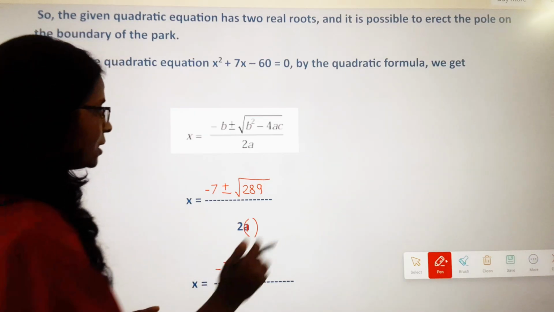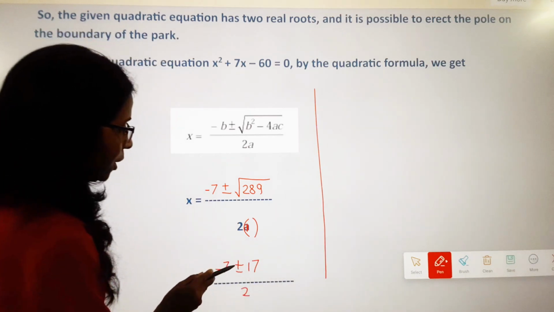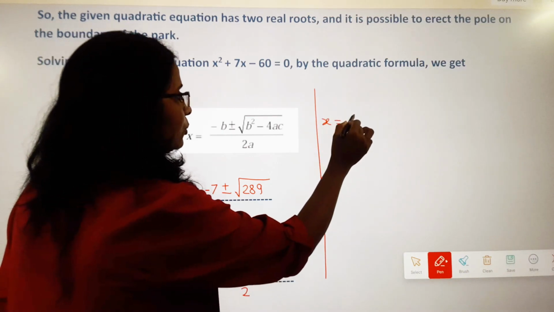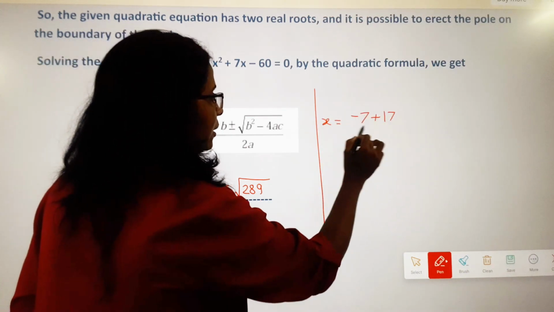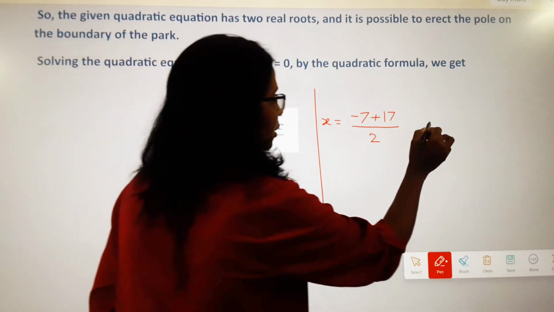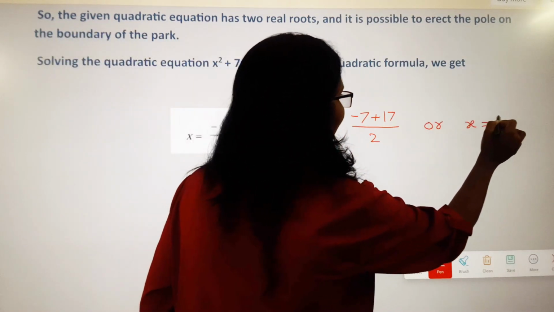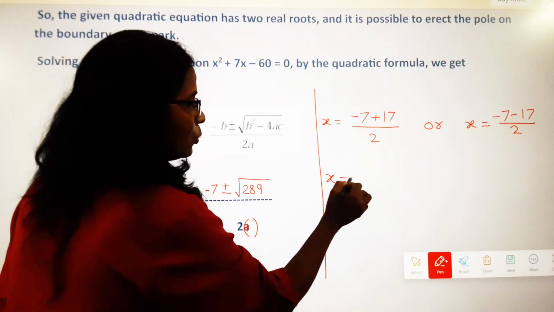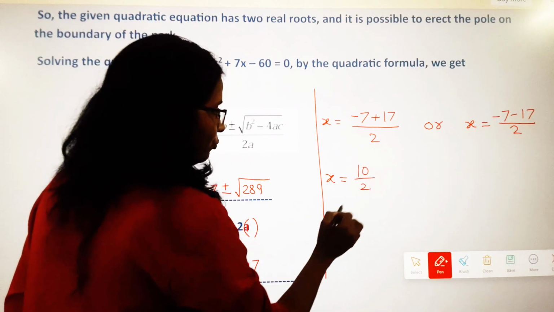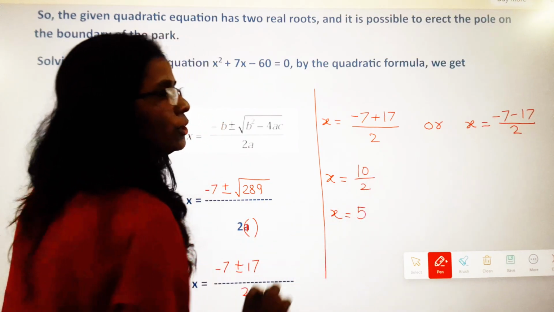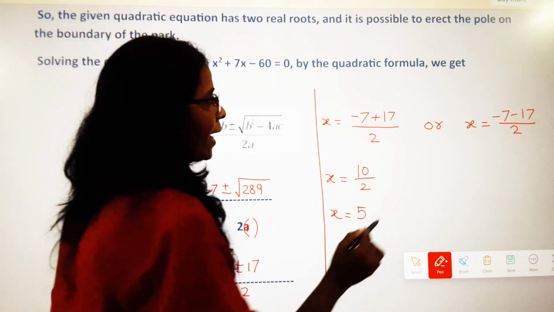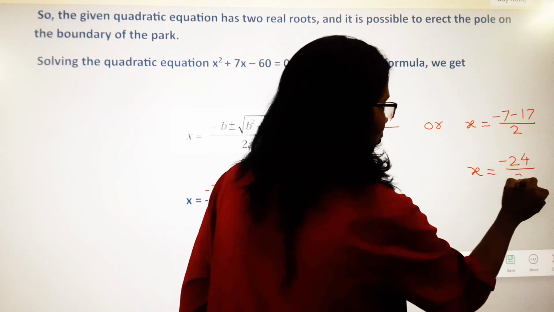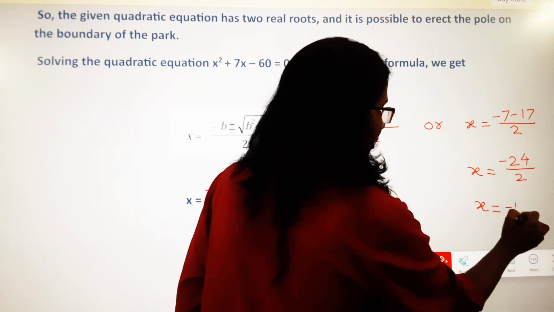Now here, to solve this, there are two signs, plus or minus. So x is equal to minus 7 plus 17 upon 2, or x is equal to minus 7 minus 17 upon 2. So x is equal to 10 upon 2, which is equal to 5. The first value of x is 5, and the second value is x equal to minus 24 upon 2, that means x is equal to minus 12.